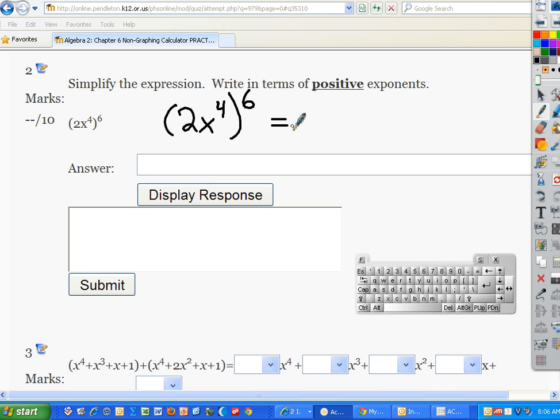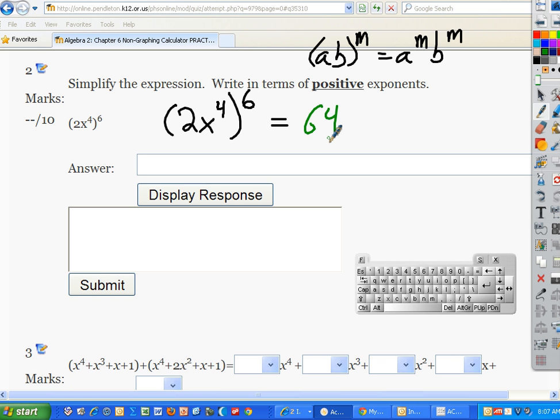The property we're using there: if I've got a product ab to a power, I distribute the power to both factors. So 2 to the 6th is 64. And then what about this one? x to the 4th to the 6th. What do I do if I take a power to a power? Oh, I'm hearing add and multiply. Which one is it? No, not add.